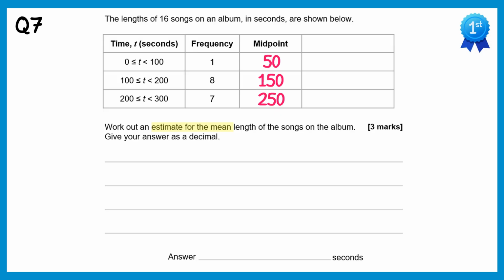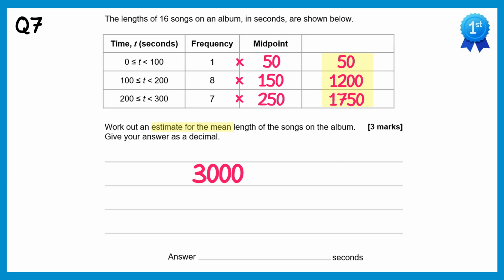So when finding the mean, you then want to multiply the midpoint by the frequency. So I need to do 1 times 50, 8 times 150, and 7 times 250. 1 times 50 is just 50, 8 150s are 1200, and 7 250s are 1750. We then need to add up this final column here, and that gives you a total of 3000.